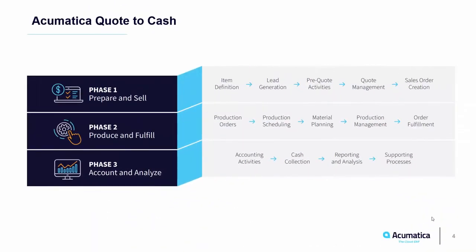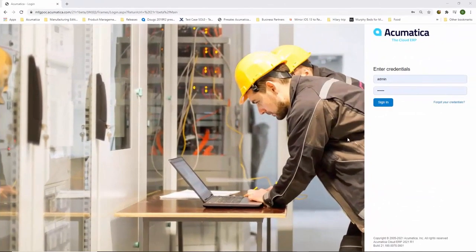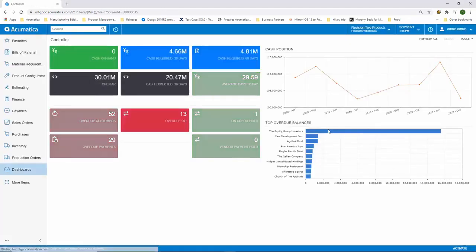Today, I will demonstrate how Acumatica streamlines and automates the quote-to-cash process. The very first thing that I will do is just log into Acumatica. Anywhere that you have access to the internet, you will have access to Acumatica. So if you're using a laptop, a tablet, or a smartphone, as long as you can get to the internet, you'll also be able to get to the critical business data that lives within Acumatica.